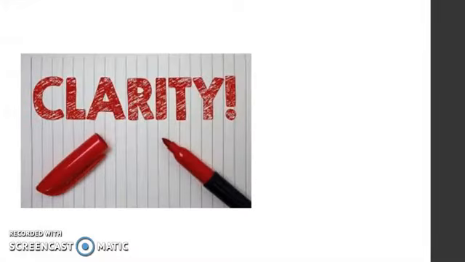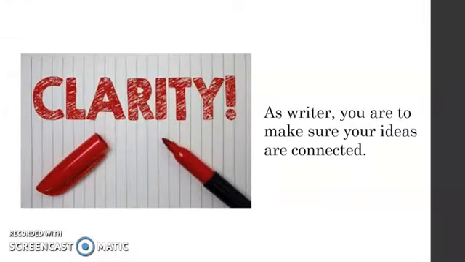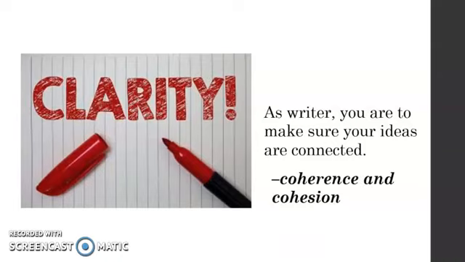Clarity is a must in writing because as a writer, you are to make sure that your ideas are connected. You can only do this if you have a good grasp of the language. If you do this, then clarity is achieved. It is easier said than done, though. To help you with this, there are quite a few things you need to know to be able to sustain clarity in your writing. Let's start with the basic definitions of these two elements associated with clarity of ideas in writing: coherence and cohesion.